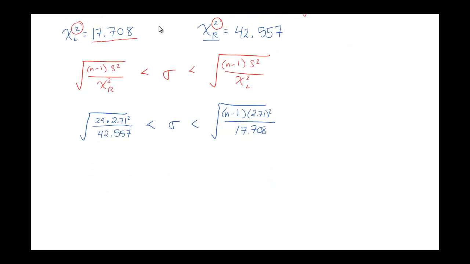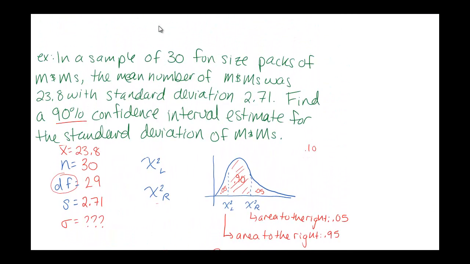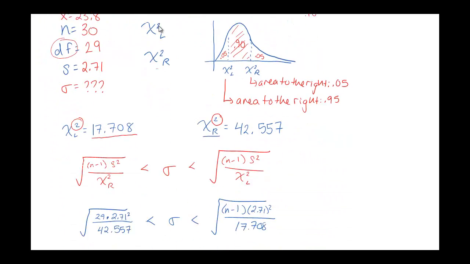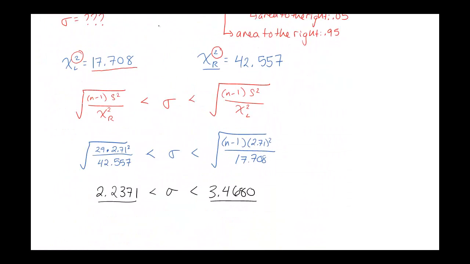Last step, we can put these into the calculator and see how big these numbers are. In this case, the lower bound comes out to 2.2371, and the upper bound comes out to 3.4680. So our standard deviation is somewhere between 2.23 and 3.47 roughly. And this means that the number of M&Ms in each of these packets varies by, on average, somewhere in between these two numbers, maybe approximately 3 per pack.